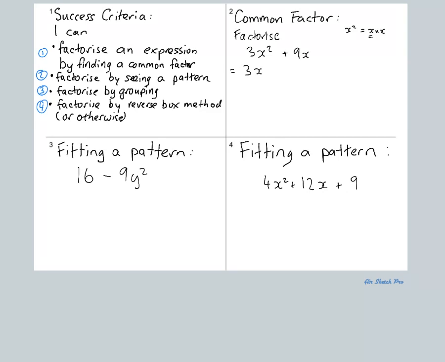I have no more variables to look at, and so 3x is the highest common factor of 3x squared plus 9x. What we do then is open up the bracket and work out what is left.